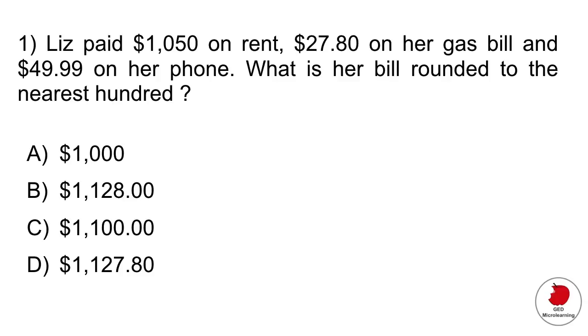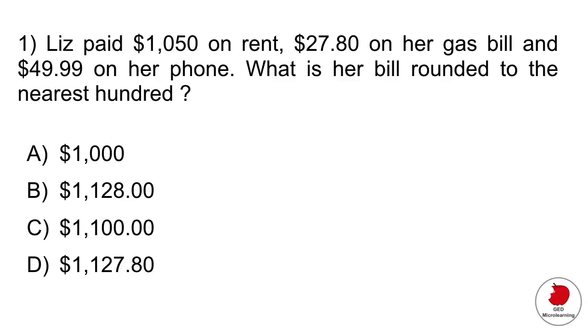Alright, so we're going to jump right in. The first question is a place values question. This is something that you might see in the basic arithmetic portion of the test. It says Liz paid $1,050 on rent, $27.80 on gas, and $49.99 on her phone. So what is her bill rounded to the nearest hundred?